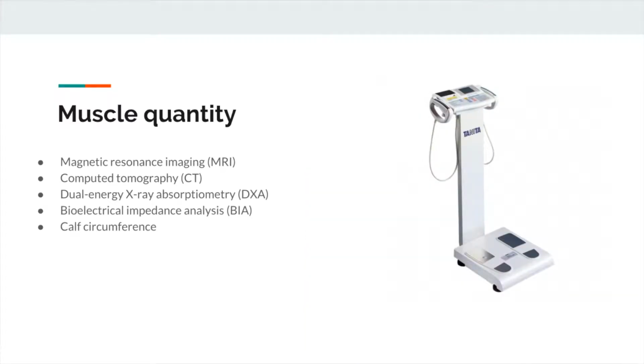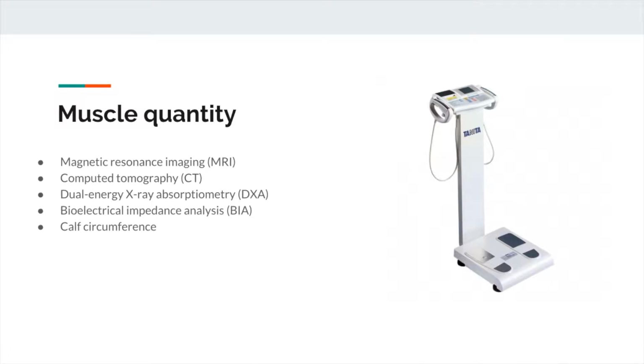Muscle quantity. Muscle quantity can be reported either as total body skeletal mass, as appendicular skeletal muscle mass, or as a muscle cross-sectional area of specific muscle groups or body locations. Magnetic resonance imaging, or MRI, and computed tomography, or CT, are considered to be gold standards for non-invasive assessment of muscle quantity or mass. However, these tools are not commonly used in clinical practice due to expensive equipment, lack of portability, and the requirement for only highly trained people to use them.